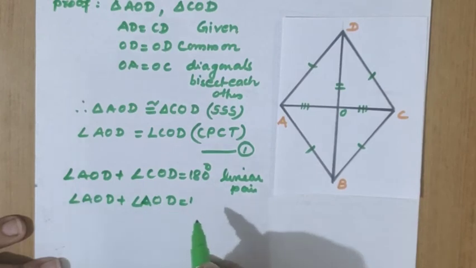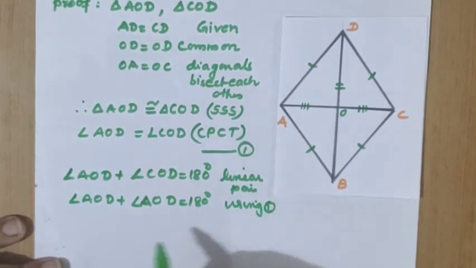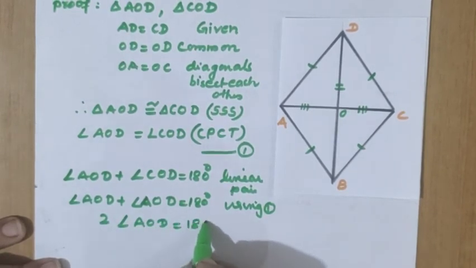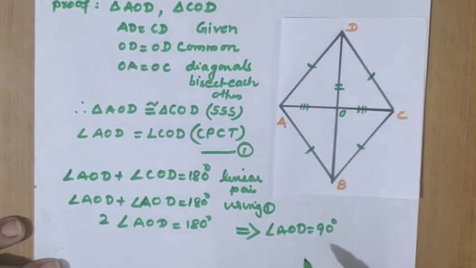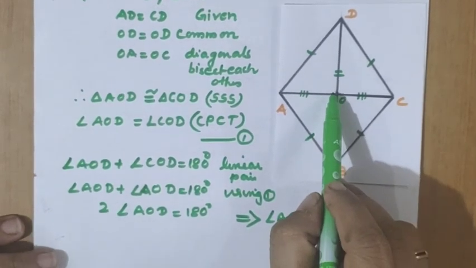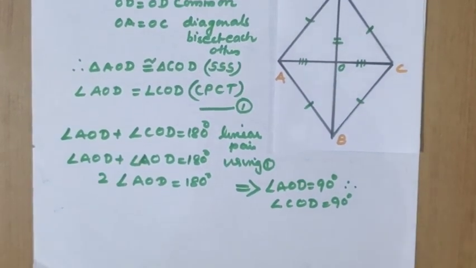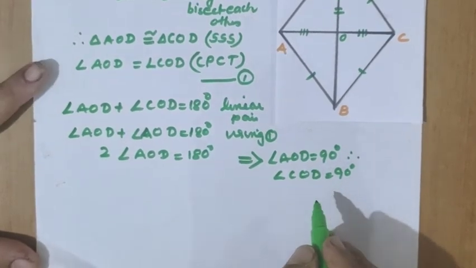so I will change it as AOD plus AOD equal to 180 degree using 1. So 2 times angle AOD equal to 180. This shows that angle AOD equal to 90 degree. If angle AOD is 90 degree, we can write that angle COD equal to 90 degree. So OD is perpendicular to AC, which means the diagonals are perpendicular to each other. Angle AOD equal to 90, angle COD equal to 90, hence proved.